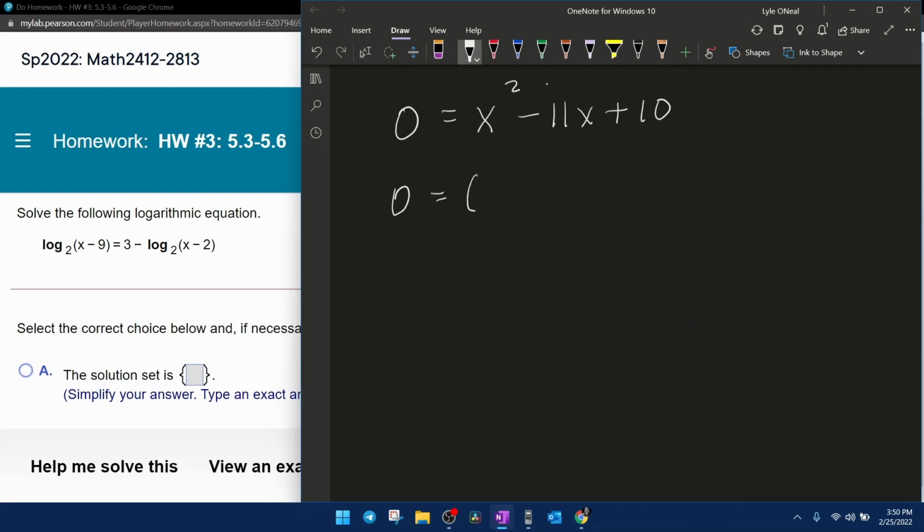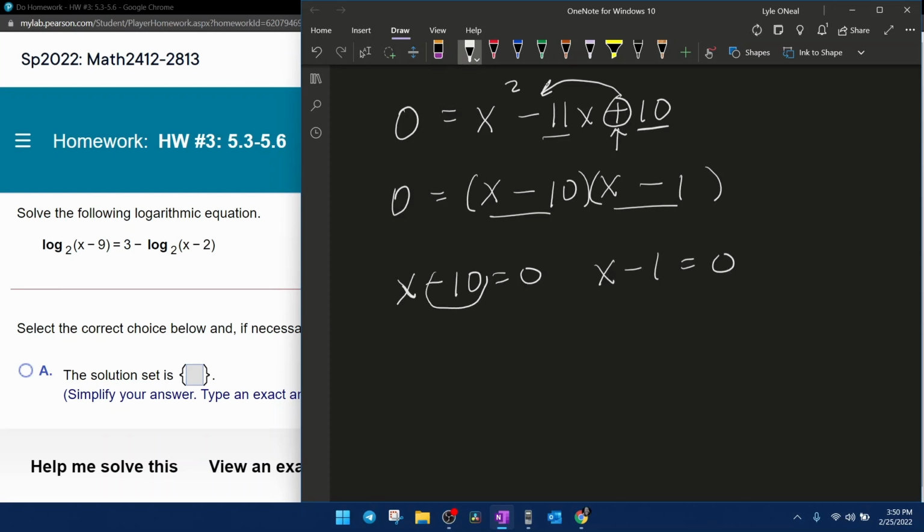Hopefully it's going to factor, because factoring is the fastest way to solve a quadratic. Reading the signs, they're both going to be negative, x and x, numbers that multiply to make 10 and add to make 11, 10 and 1. So it does factor. So we can set each factor equal to 0 and solve. Moving the minus 10 and the minus 1 is going to give me two solutions, 10 and 1.